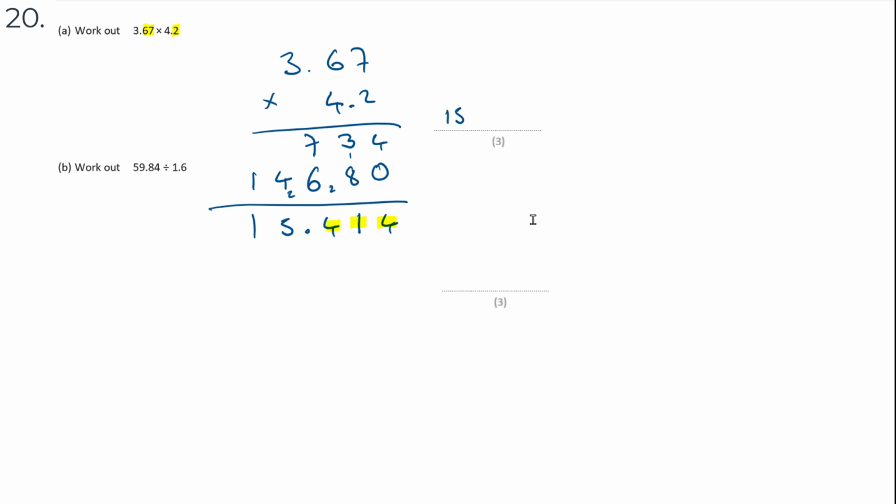So it's going to be 15.414. If you're not sure you got the decimal point in the right place, just round the numbers off and multiply them and get a feel for the size of the number. So like rounding those off, it's 4 times 4 is 16, isn't it? So it's of the right sort of magnitude.